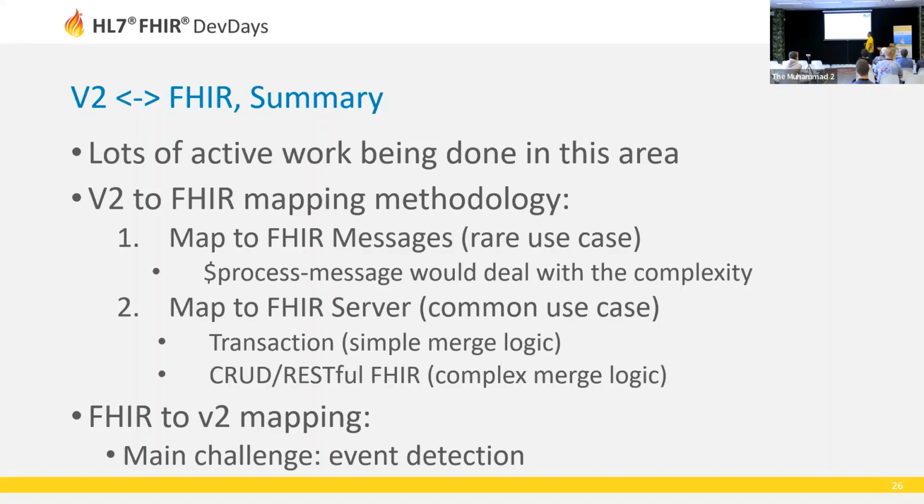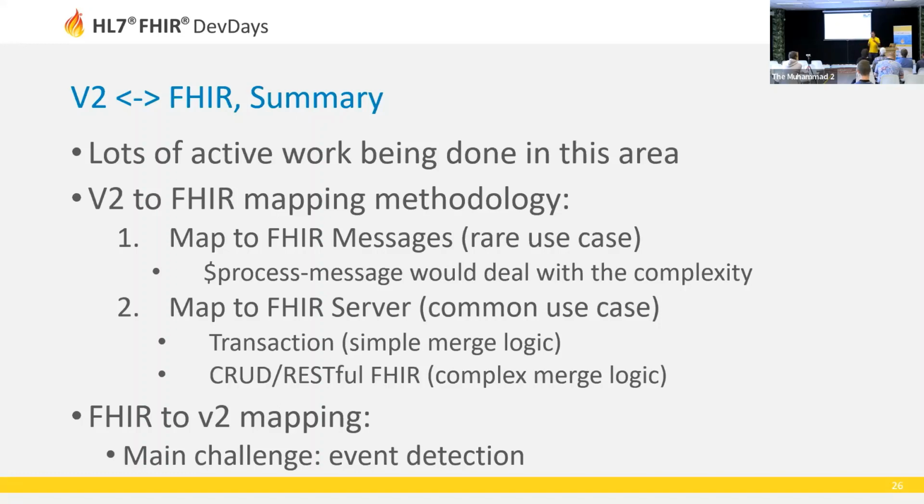You can always go the other way around. I have this FHIR-based EHR, and I want to spit out version 2 messages. And then the main challenge there is the event detection. How do I detect, if I have this generic FHIR server out there, an A04? How do you detect that? How do you detect a patient merge?